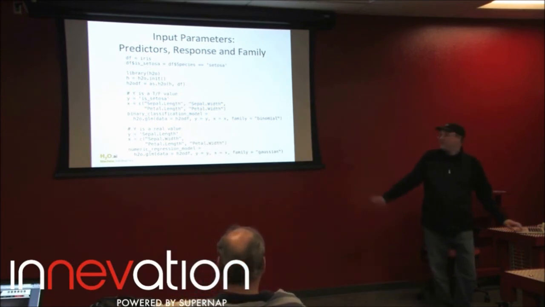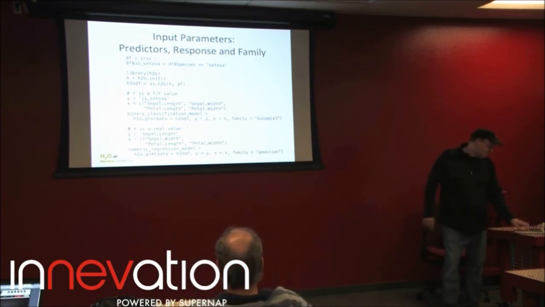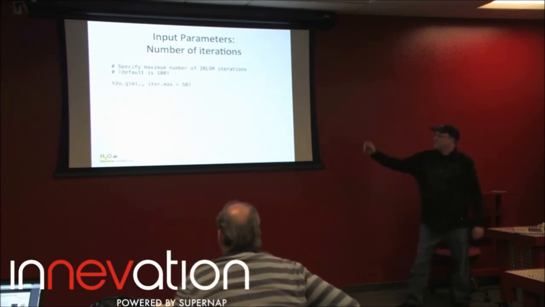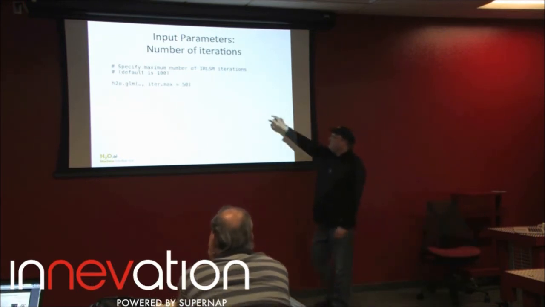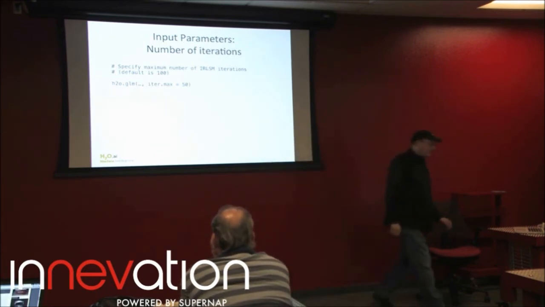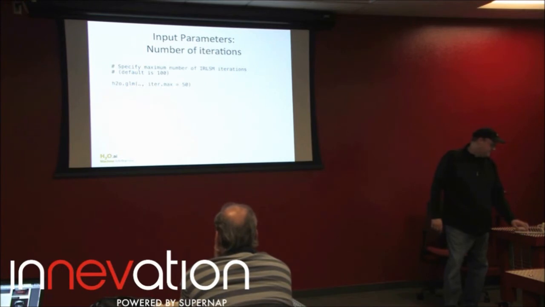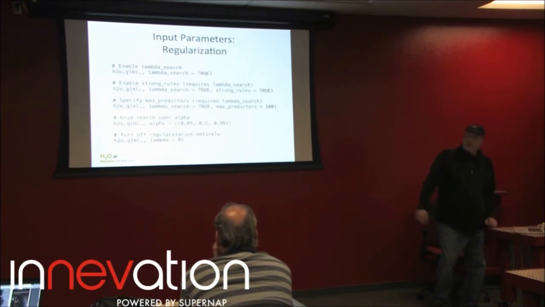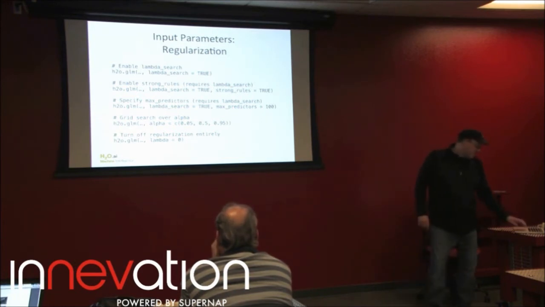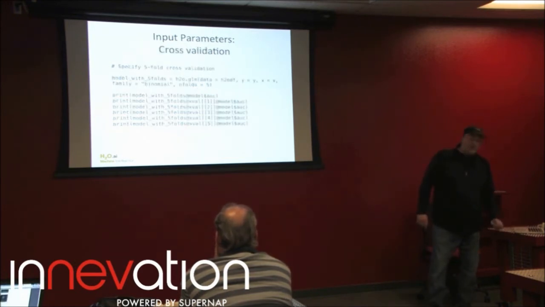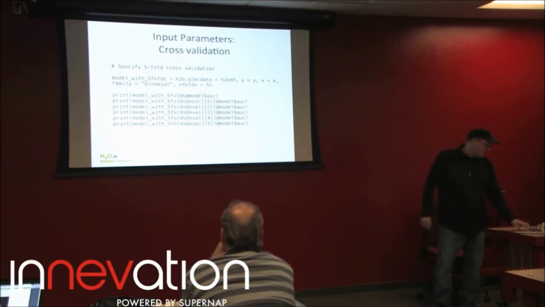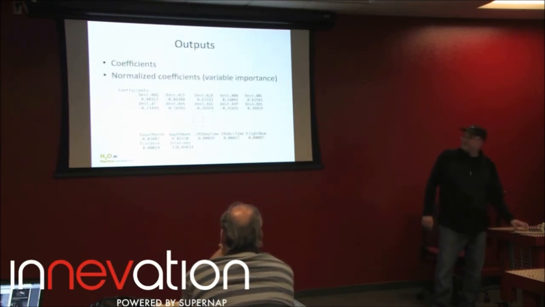as.h2o and as.data.frame. Here you can see the number of iterations. This is the number of sort of large outer iterations. You can specify it to be a maximum value. Here are the ways of specifying the regularization. Cross-validation, just nfolds equals 5. And here are some of the outputs.